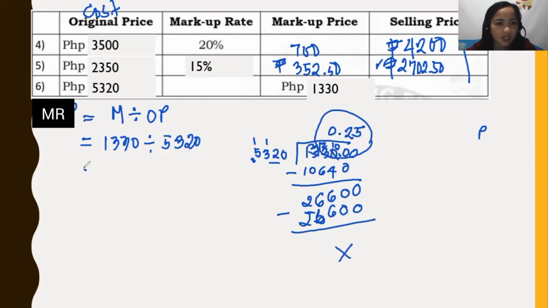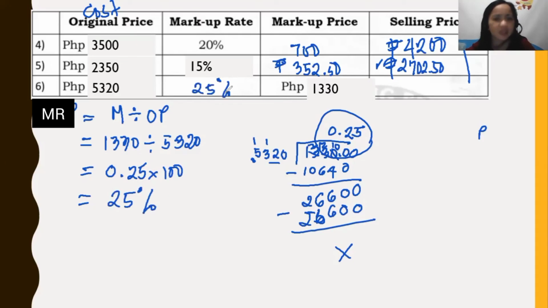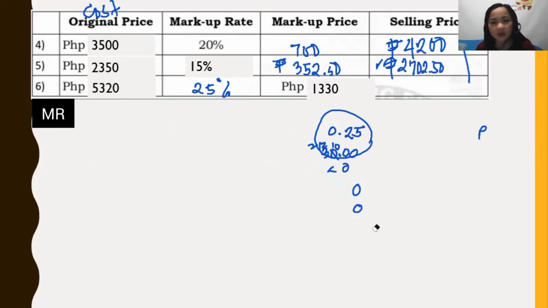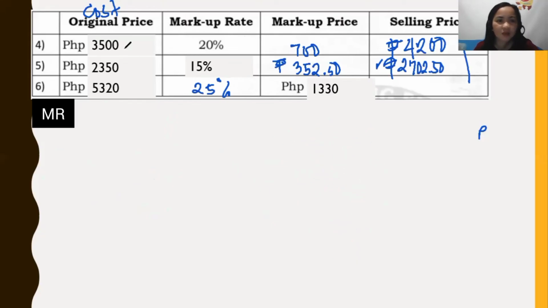Therefore, the answer is 0.25 times 100 para maging percent, that is 25%. So we have 25%. And then the selling price, medyo madugo ito, itong week 4 natin, medyo mahirap ang pinagsama-samang topic. But still, kung kayo talaga ay very responsible students, mako-complete nyo to.